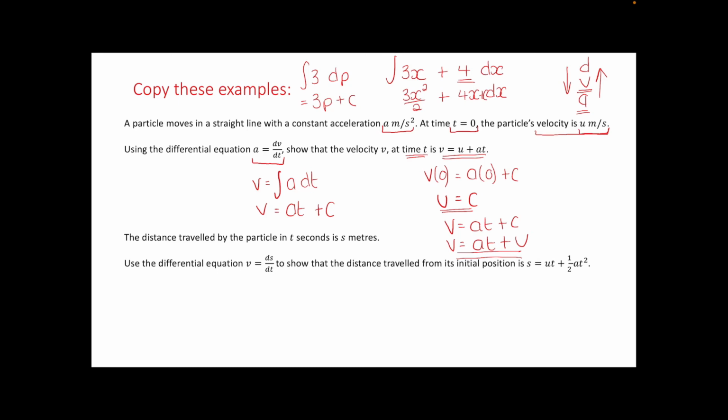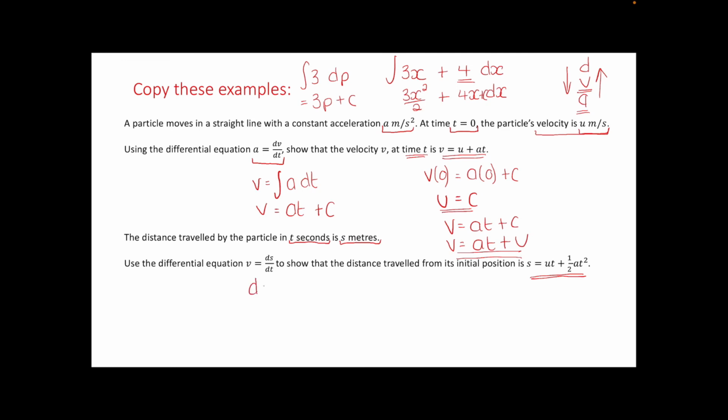So it starts talking about the distance travelled. So we've got t seconds. The distance travelled in t seconds is s metres. And it wants us to use the differential equation to show that the distance travelled from its initial position is given by that formula there. So we are looking to go from velocity back to displacement or back to distance.